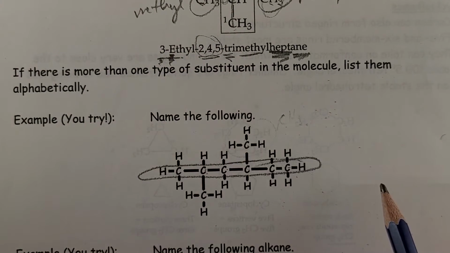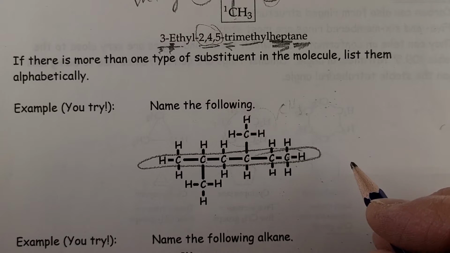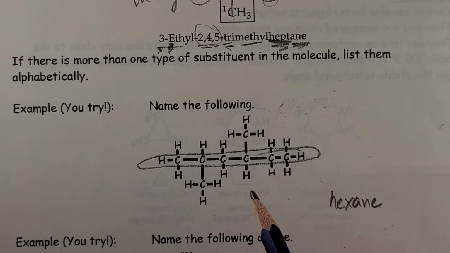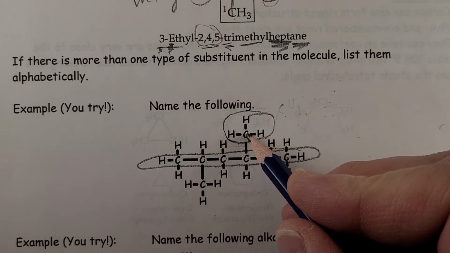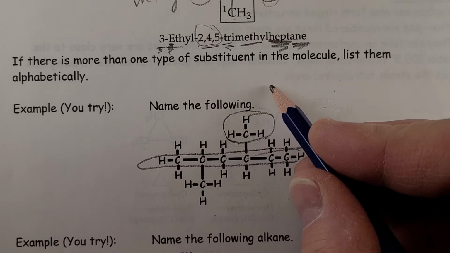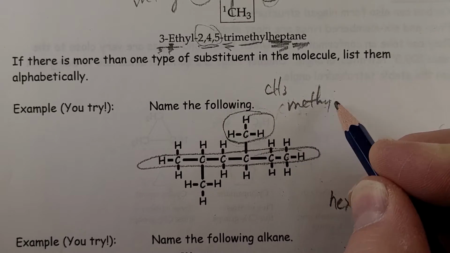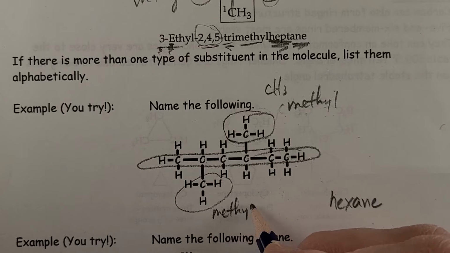And again, you're only worried about carbons. So there's 6 carbons there. So it's going to be something hex, and they're all single bonds. So it's hexane. Okay, and we have to number. Now let's look at what else we have attached here. Here we have C bonded to H3, 3 H's. So of course we know that's a methyl group. And down here is a methyl group.